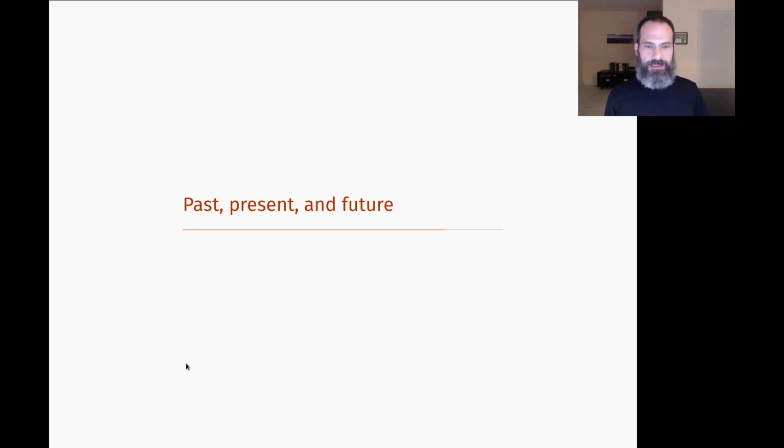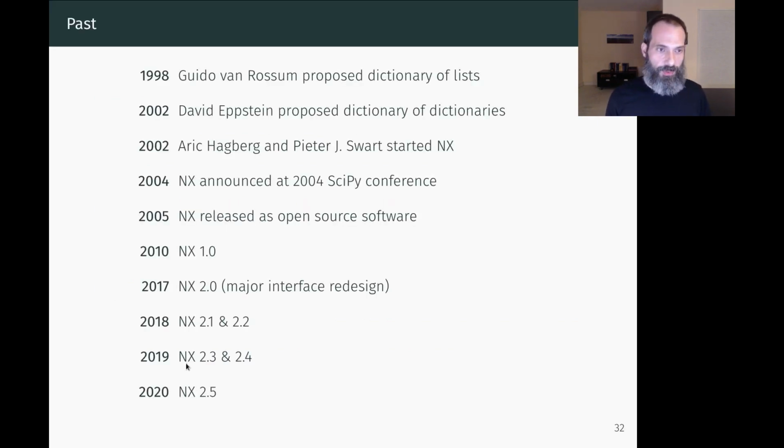Okay, so past, present, and future. I just want to quickly give you a timeline, give you a sense of how long these ideas and libraries have been around. So in 1998, the creator of Python, Guido, first proposed using a dictionary of lists to represent graphs. A few years later, David Epstein proposed a dictionary of dictionaries, which is what we ended up doing. Eric and Peter started NX at Los Alamos in 2002. At the time, they were doing some analysis of disease spread.